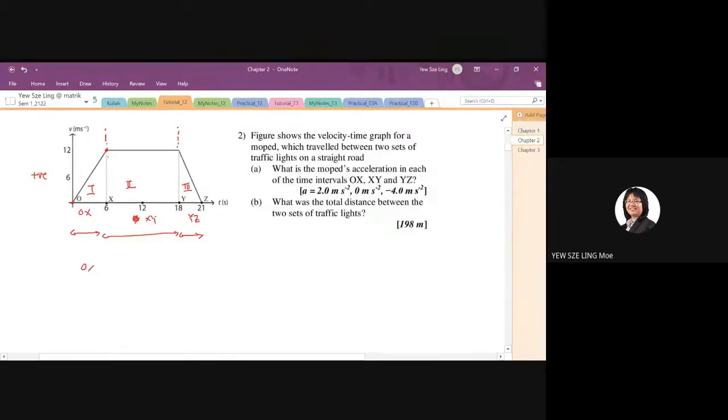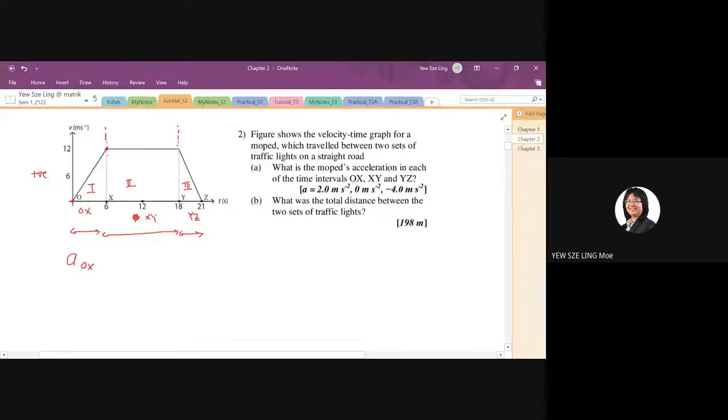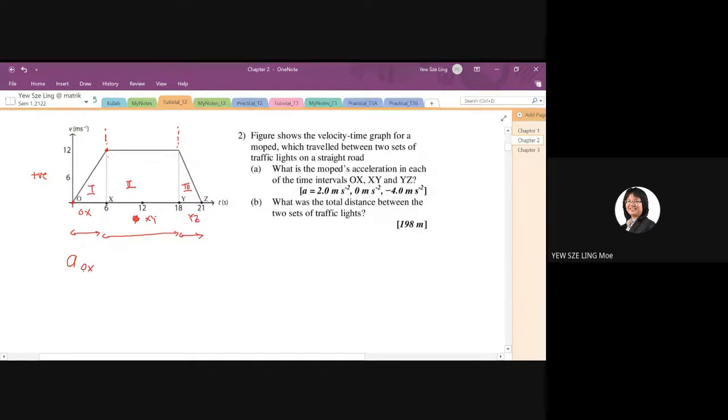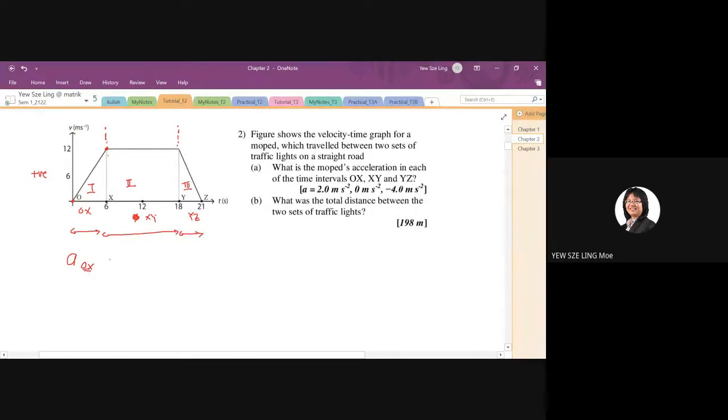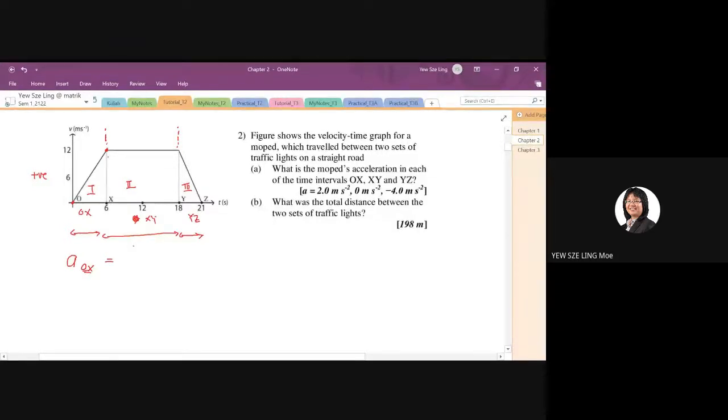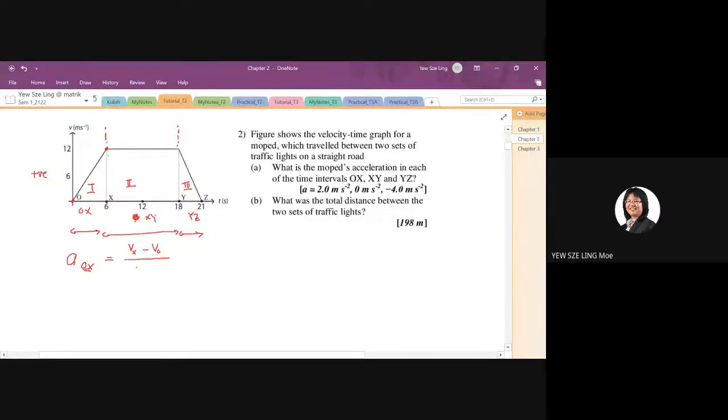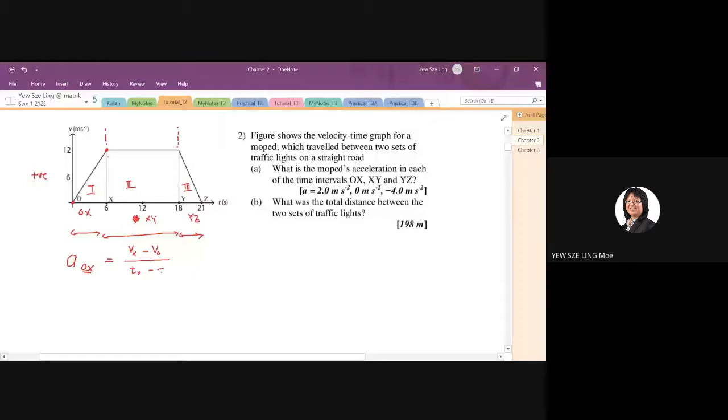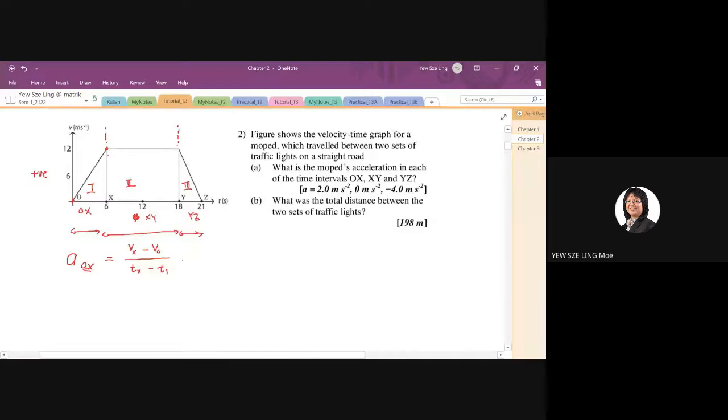So OX, now this is A, with a subscript OX to indicate that you are calculating the acceleration from O until X. Use subscripts in your calculation. Subscript is very important. So it equals V final, which is your Vx, minus your V initial, divided by Tx minus T initial. You're going to get 12 minus 0 over 6 minus 0, which is 2 meters per second squared.